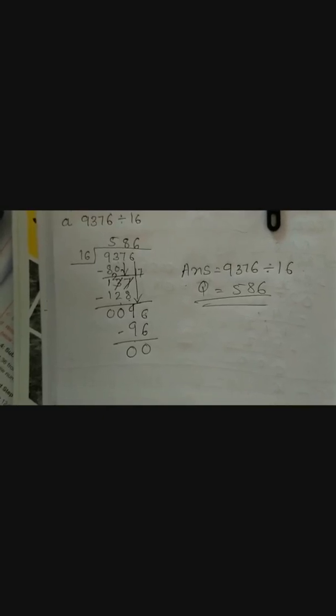Okay students, I hope your work is complete. Now we'll start the next sum, the second one. Sum B. That question is 8,816 divided by 16. So we'll start the sum.